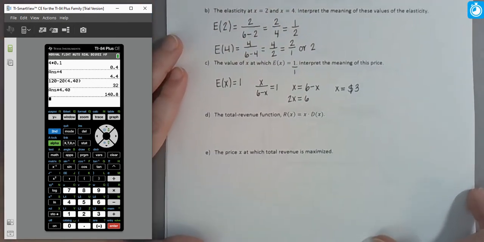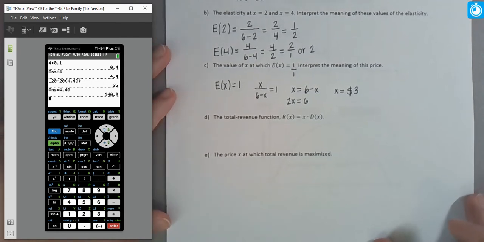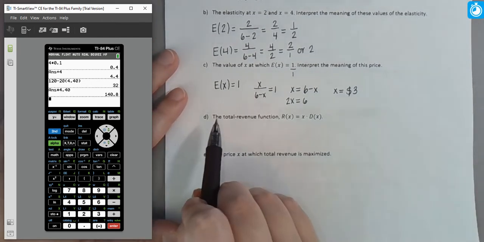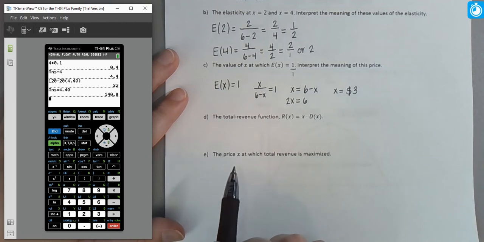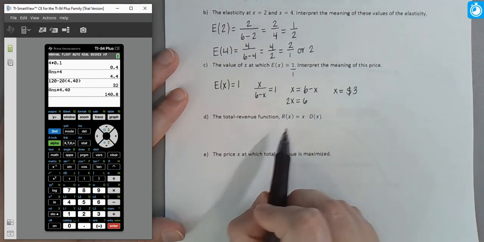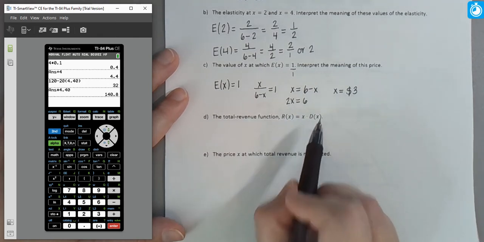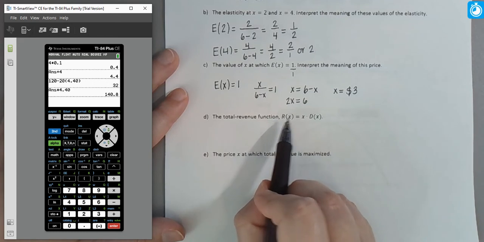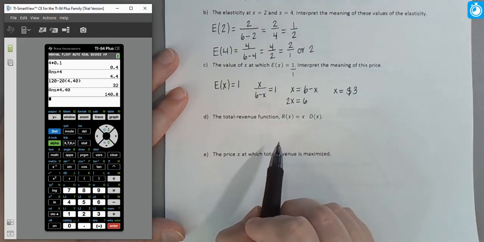So let's take it one step further. Next thing we want to find is the revenue function. We looked at demand versus the resulting revenue on the first page. Let's look at that more in general. So our revenue function in this case is defined as x times our demand. Remember, revenue is always defined as the price you charge times the quantity.